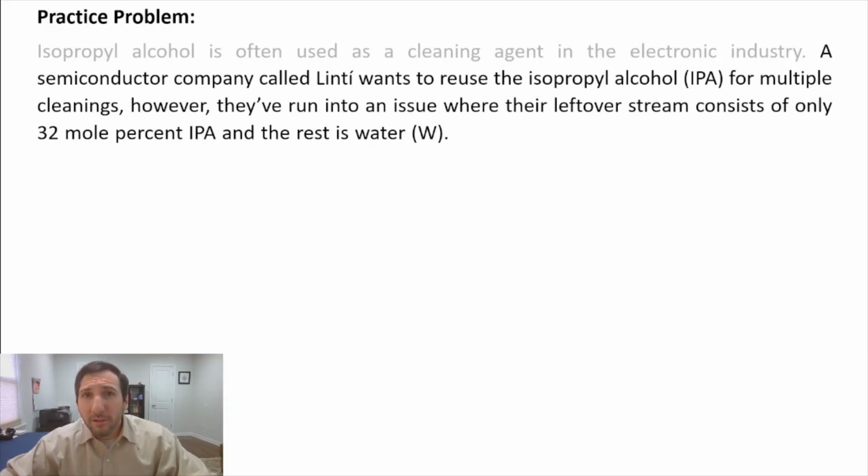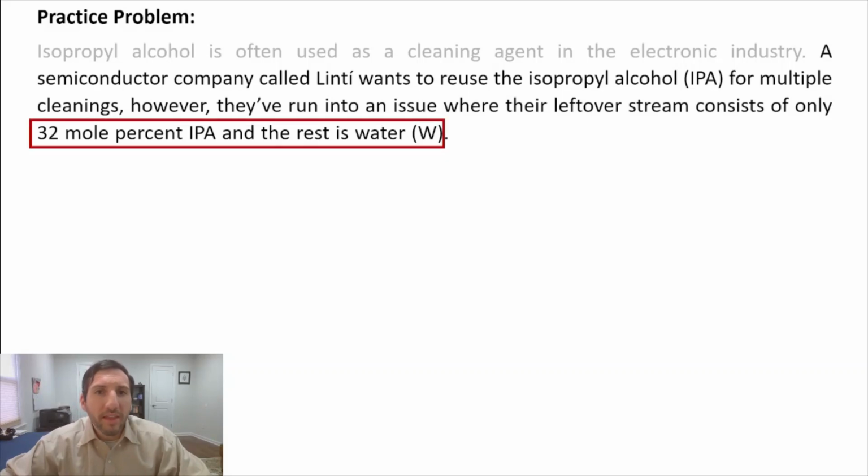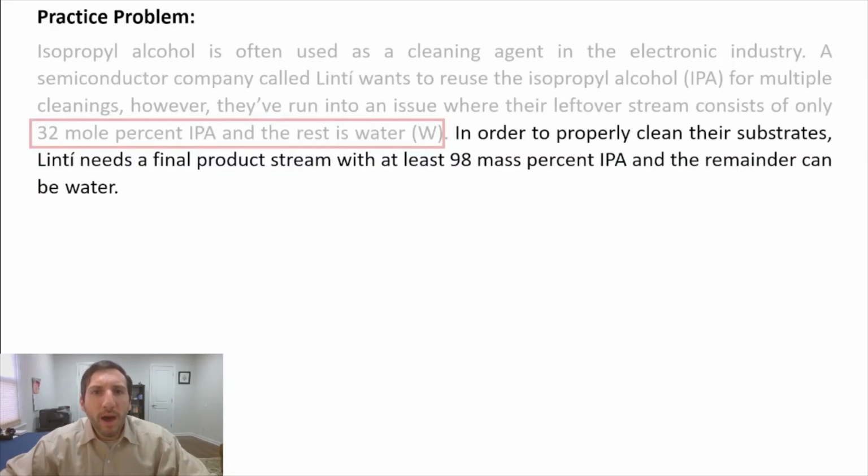Okay. I've got a little bit of information that I can use. So we know that there's a leftover stream that has 32 mol% IPA and the rest of it is water. Okay, so we're going to circle that, mark it up, and save that in our back pocket for later. Moving forward, in order to properly clean their substrates, Linte needs a final product stream with at least 98 mass% IPA, and the remainder can be water.